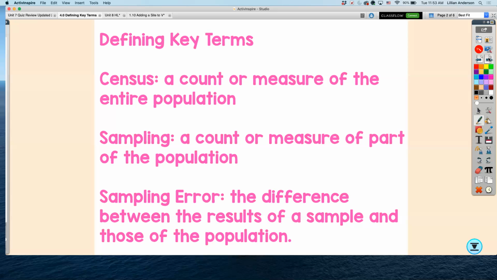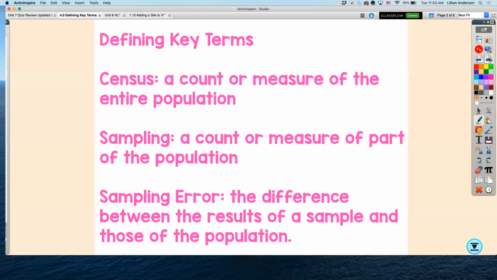Now, because like you said, getting the entire population is probably not possible. Even when Ms. Dunstan sends out a survey to the entire school population, they don't get all 1,500 students, right? And so that's where sampling comes into play. Sampling is a count or measure of part of the population. So when you can't get the entire population, then you pull a sample. Now there are different ways that you can pull the sample, and we'll talk about that on the next slide.